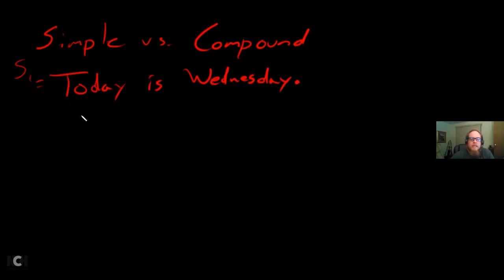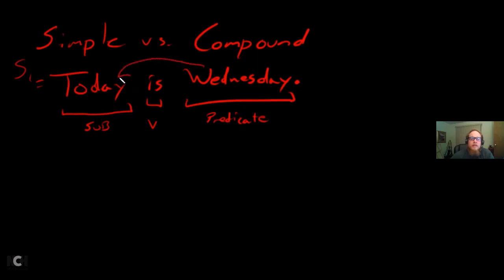It's got a subject. Right here, this is the subject of the sentence, what it's about. It's got a verb right here, and then here it's got a predicate. So what does that mean here? The subject is what the sentence is about. The verb is what it's doing, 'is'. And I could stop there, but the predicate adds back to the noun. It tells me more about the subject of the sentence. So today is Wednesday.